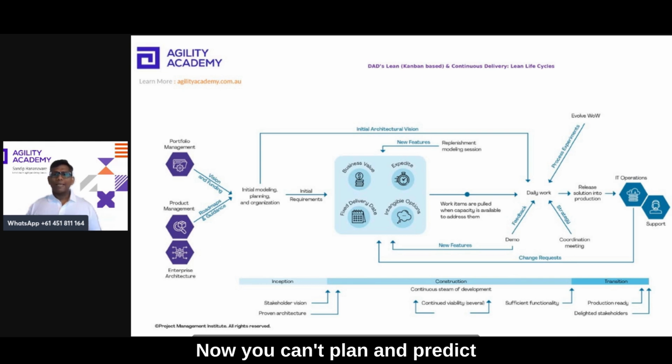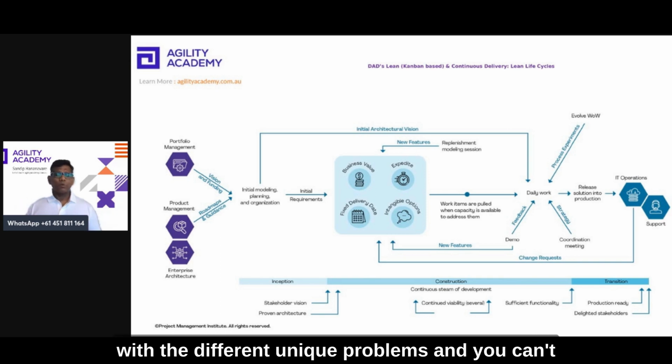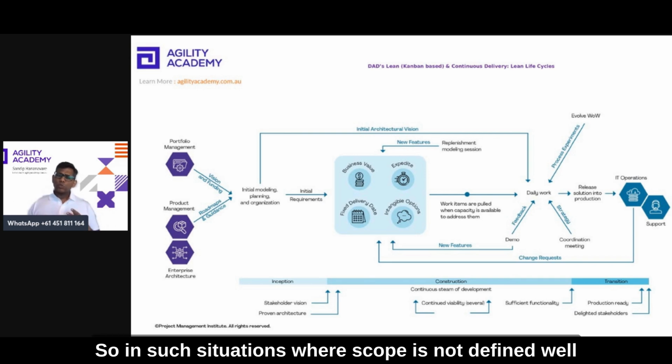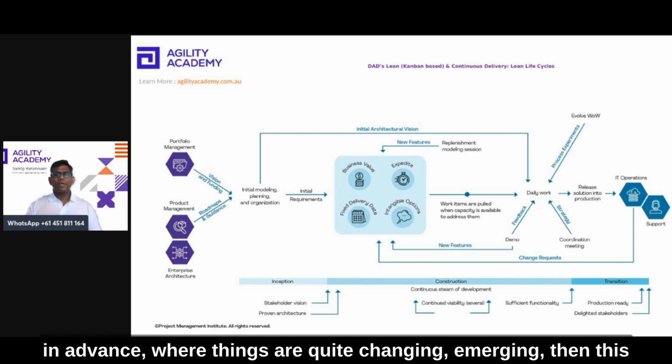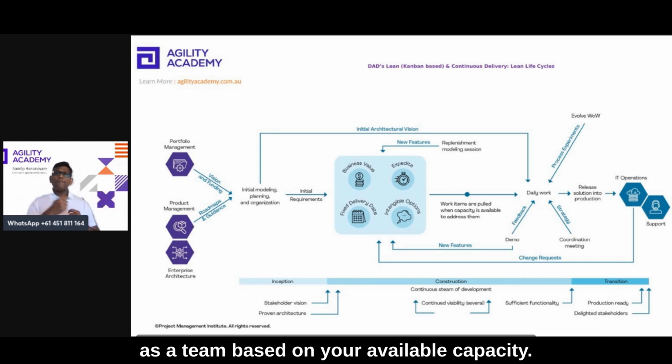Now you can't plan and predict what work you need to do. It's quite dynamic. If you're working in a contact center, there will be customers who are calling you with different unique problems, and you can't predict and plan everything in advance. So in such situations where scope is not defined well in advance, where things are quite changing, emerging, then this lean Kanban based life cycle is used, where you pull work as a team based on your available capacity.